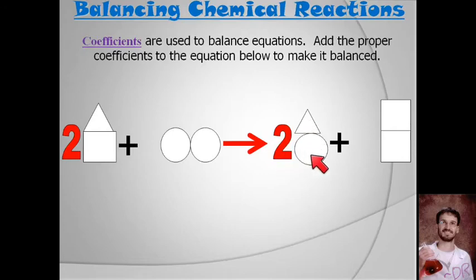Oh, and look what happened. Two circles matches up with our two circles. So by balancing the square on this side and making sure that the triangle matches with this side, we end up automatically balancing out the circles. So you just pick one and kind of start to go with it.